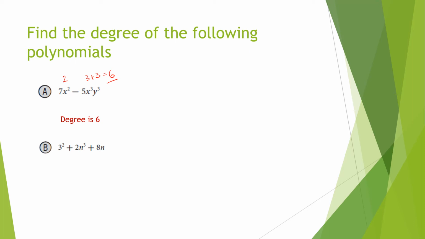Here 3 power 2, I don't care because it has no variable, so it means the degree is 0. Remember, I don't care about this 2 because this 2 is the power of the 3, not the power of the variable. And here 2n power 3, so it's 3. And here 8 power n, I have nothing, so it means 1. So whose highest degree? Yes, it's the 3. So the degree here will be 3.